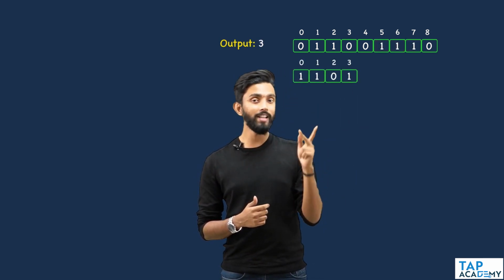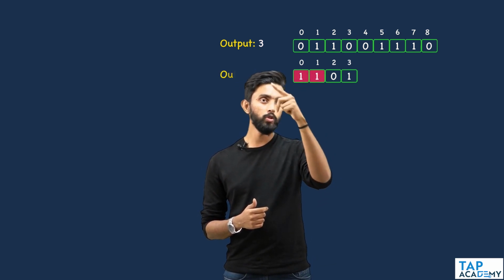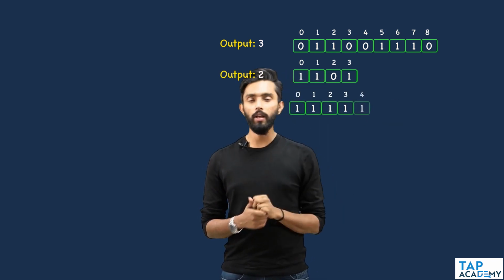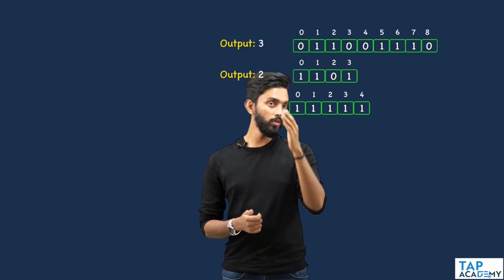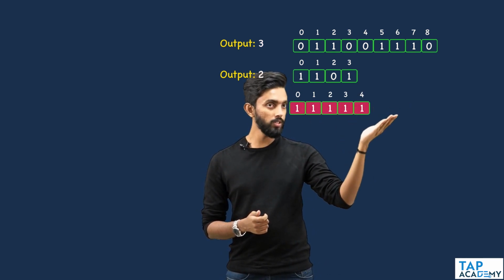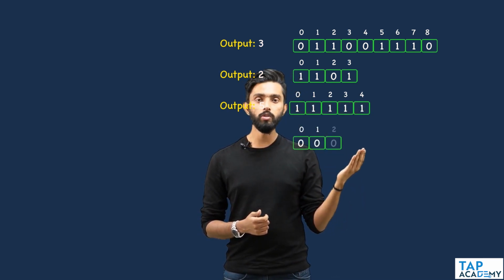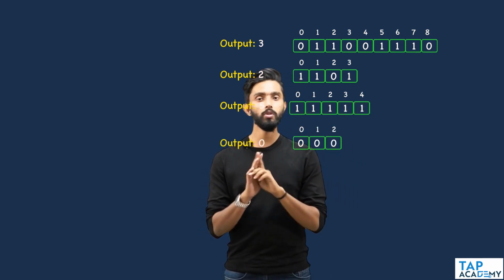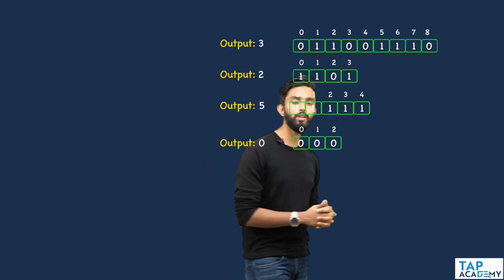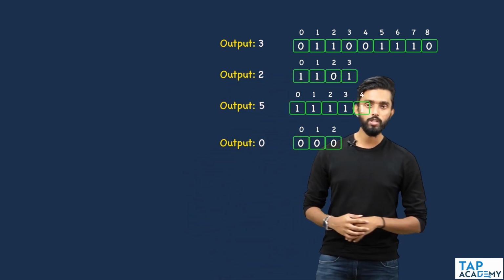Assume this is the array. What is the count of maximum consecutive ones? 2. So that is the output. This is the array. What is the count of the maximum consecutive ones? If it has all ones, then whatever is the size of the array is your output, which is 5. And here if you notice, if it is all zeros, obviously the answer is 0 because there are no ones. Any confusion till here? Now how can we do this is the question. It's very simple. Let me show you.